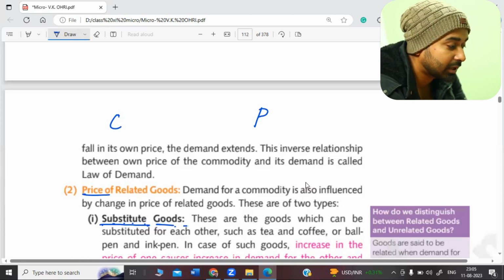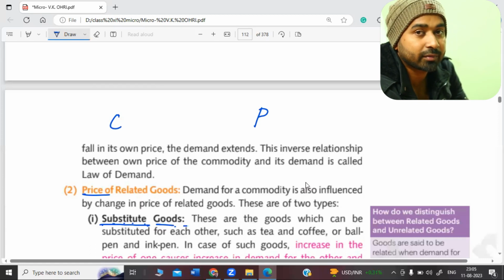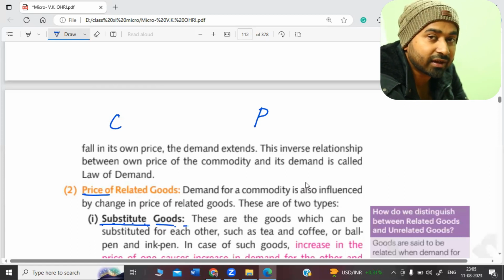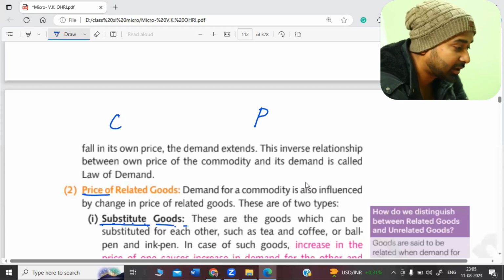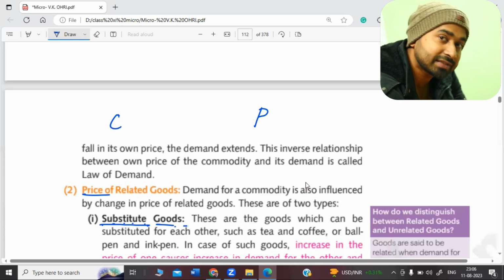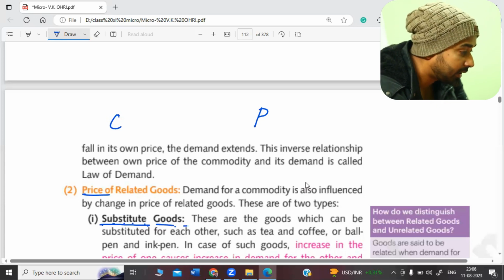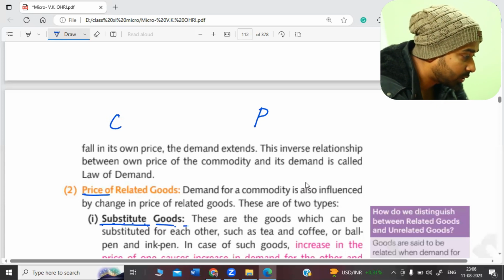If you are checking both the price and demand of the same commodity, it becomes own price of the commodity, because you have already seen that above. Own price of the commodity means the price changes for the same commodity and the demand we show is also for the same commodity. Here, I have taken the Colgate price and the Pepsodent demand. Okay, so let's see that.